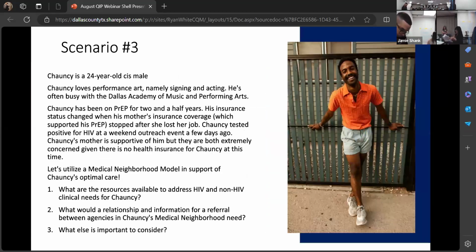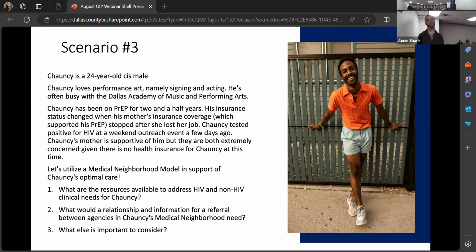What stood out for us about Chauncey is that he had been on PrEP for 2.5 years. However, he lost his medication after his mother lost his insurance, the insurance that was covering Chauncey's PrEP medication. And after testing positive at an HIV weekend outreach event, we thought, similar to what the previous group said, that we really want to know who Chauncey is and what his needs are.